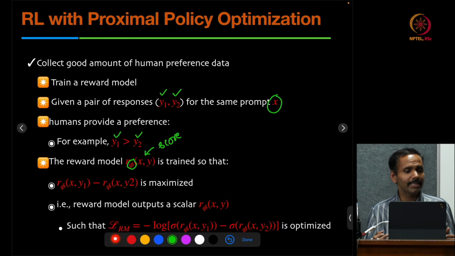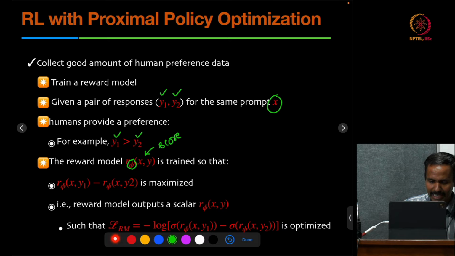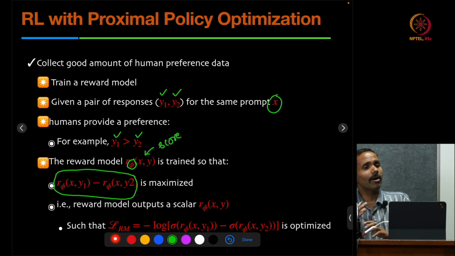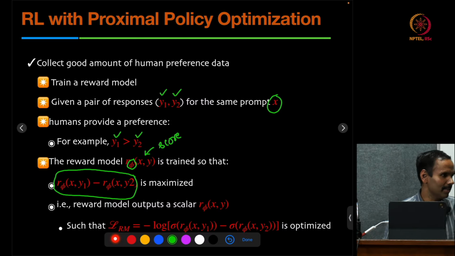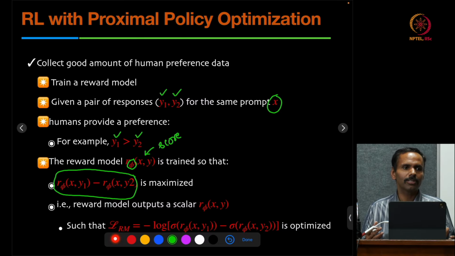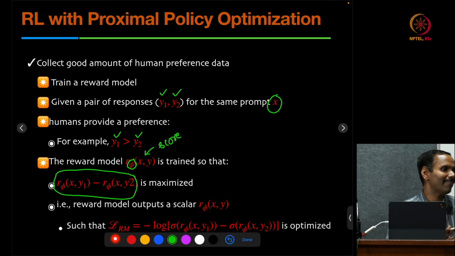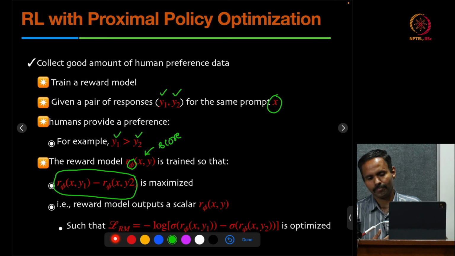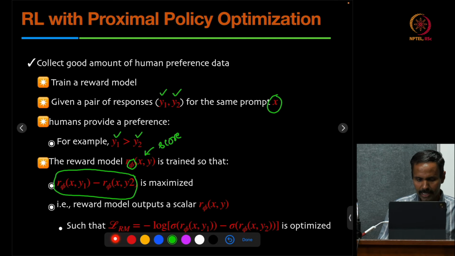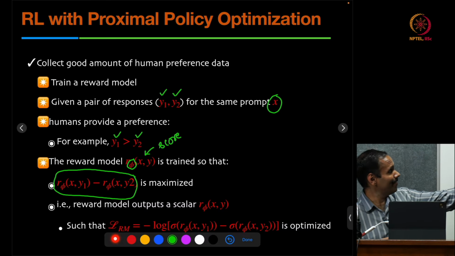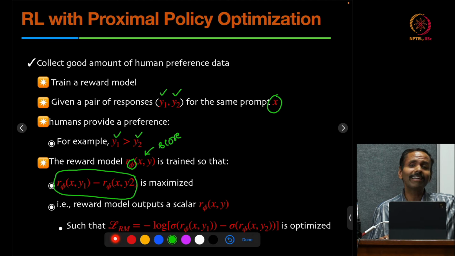What do I want from this? I want to say that if y1 is more preferred than y2, I want this model to be learned such that the difference between the reward scores is maximized. Both are plausible outputs, but I want y1 to have a strong reward score, and y2 to have a weaker reward score. Now remember that this y1 and y2 are not at every token level. This is also the fundamental difference.